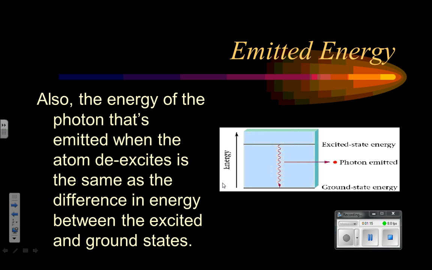Now, the same thing happens when we de-excite. So we're going to start seeing these kinds of diagrams here. Here's the ground state on a graph of energy. We excite the atom up to here, to the excited state, but then when it de-excites and drops back down, it gives off a photon, and that photon is exactly the same as the difference in energy between these two states. We took energy to get up here, we get back exactly the same amount of energy when it comes back. Again, it's almost like the law of conservation of energy is applying here.